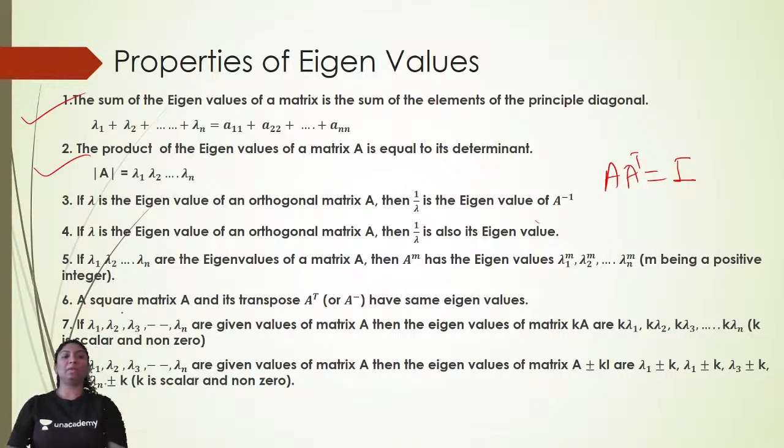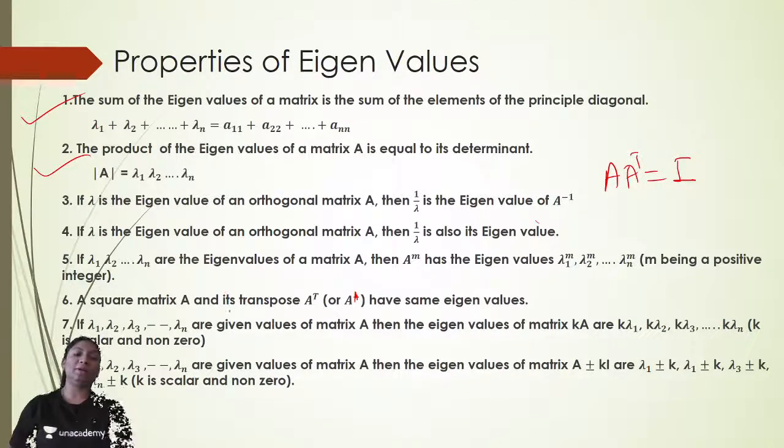A square matrix A and its transpose A transpose have the same eigenvalues. If lambda 1, lambda 2 up to lambda n are the eigenvalues of matrix A, then the eigenvalues of matrix K into A are K into lambda 1, K into lambda 2, and so on, K into lambda n, where K is a non-zero scalar.